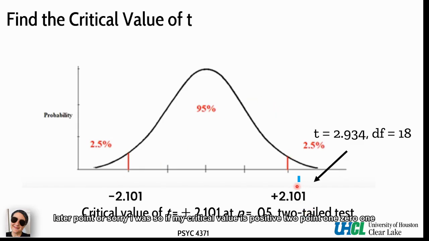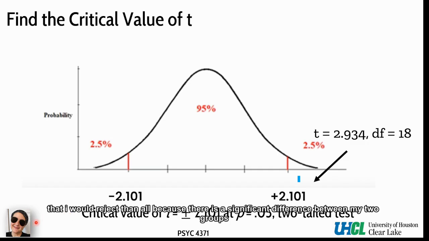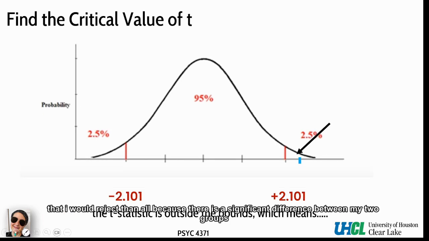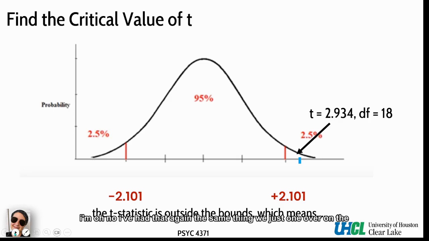So if my critical value is positive 2.101 and I got 2.934, that falls somewhere over here under the curve in the portion where I would state that I would reject the null, because there is a significant difference between my two groups. It's the same thing we just went over on the other page. I just did it twice.